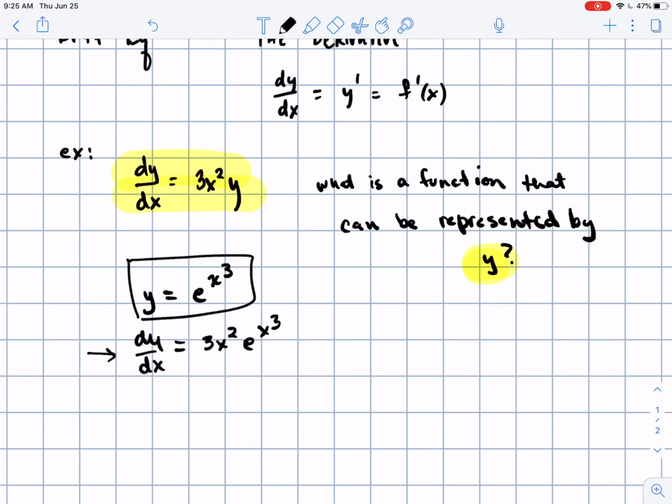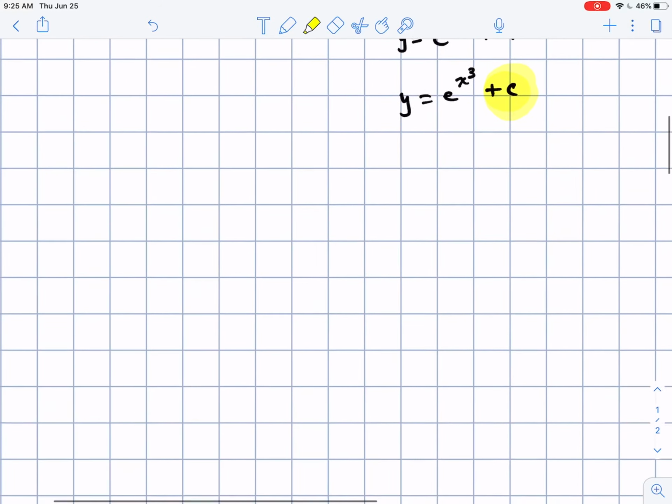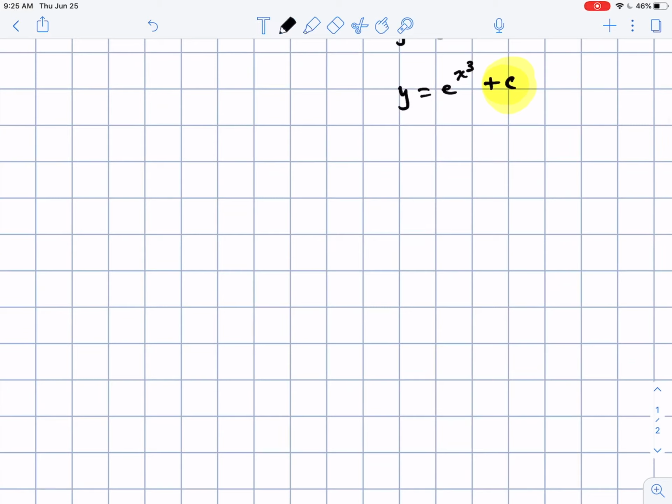But remember, you could also have another function, plus 2, e to the x cubed plus pi, and so on. So we know what these functions would look like. They would have some form of e to the x cubed plus c, meaning that this is just a general form. This is not a particular equation for this differential.